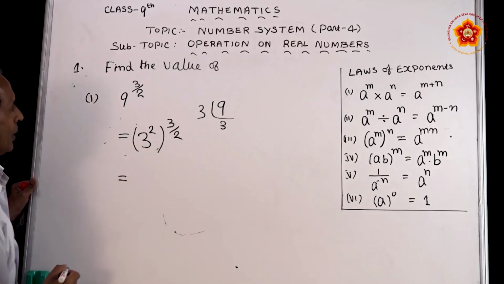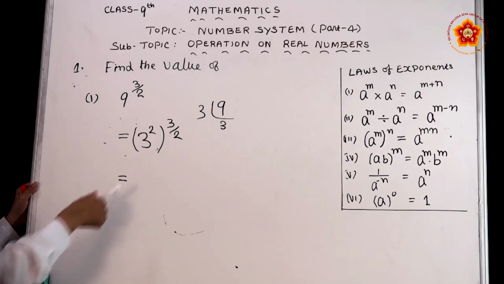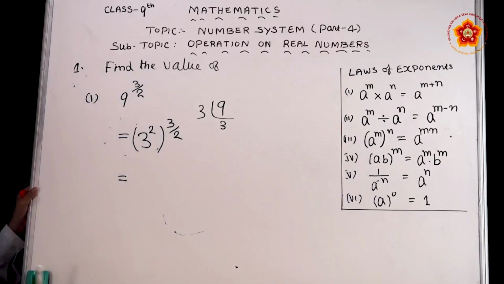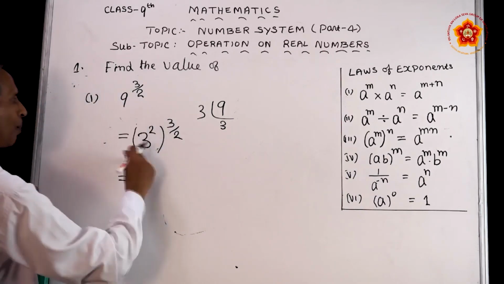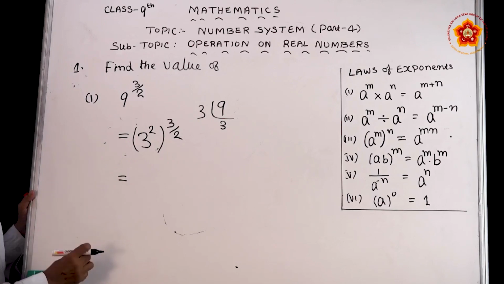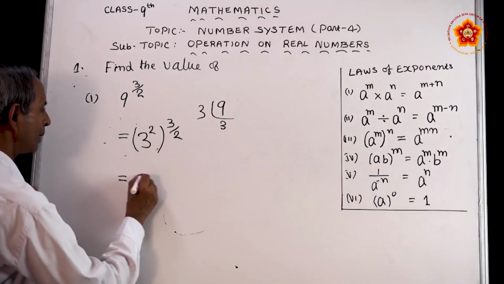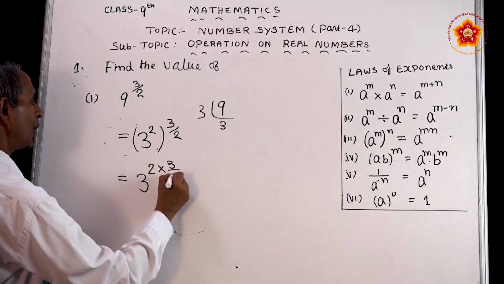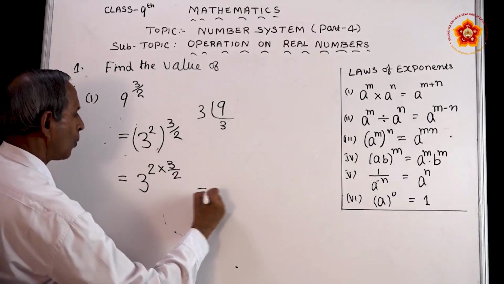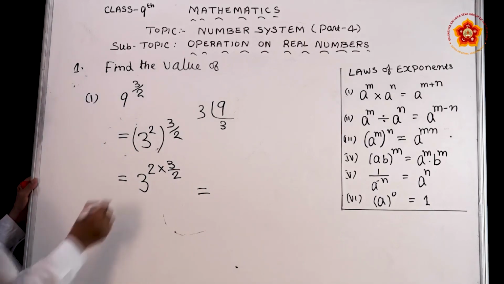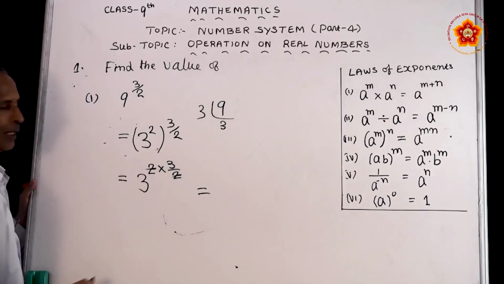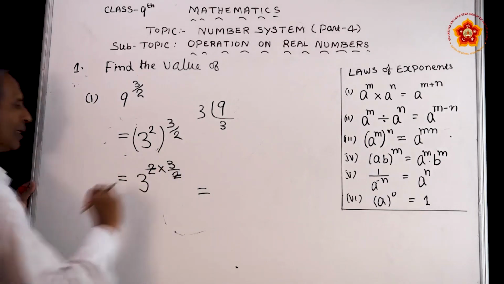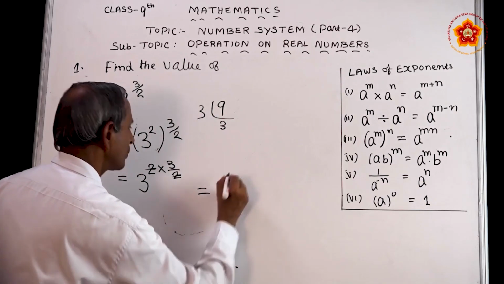Now let us use the formula. Formula number 3 can be applied here. Whenever there is a whole bracket, you have to multiply the indices. Therefore, it becomes 3 raised to the power of 2 multiplied by 3 by 2. Now what you can do, 2 and 2 can be cut off. Then what is the remaining exponent here? That is 3 only. Therefore, we can write it as 3 cube.